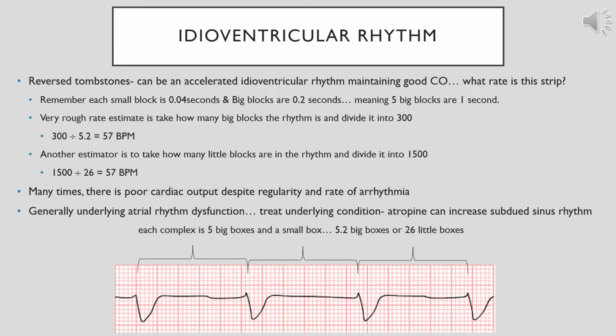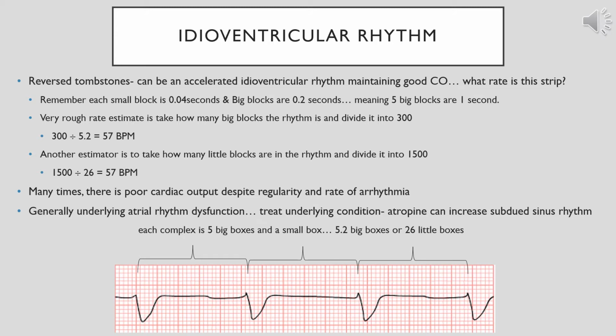Remember that each small block is about 0.04 seconds and each big block is about 0.2 seconds. So 5 big blocks are 1 second. Okay, so stay with me, trying to think about counting and all this kind of stuff. In 1 minute, you have 300 big blocks. Okay, so 300 big blocks for 60 seconds. So to get a beats per minute, you can take that 300 block and divide it by how many big blocks this rhythm is taking up. And if you look at this rhythm, you got 1, 2, 3, 4, 5, and just a little bit. It's about 5.2. So we'll divide 300 by 5.2 to get 57 beats per minute.